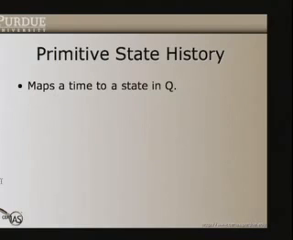All right, so the history itself maps a time to a state in our set Q, which is part of our finite state machine definition. We have this notion of time. We won't get into the details of this right now, but the history maps a time to whatever state existed at that time.